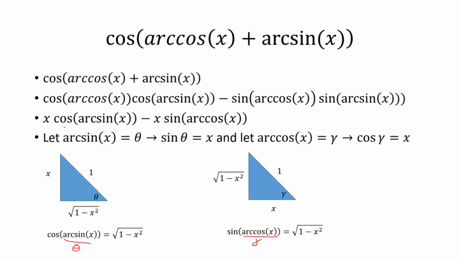So if we go over here, cosine of arcsine of x and sine of arccosine of x are the same thing. They're being multiplied by x and then subtracted, so we get 0 as our answer.